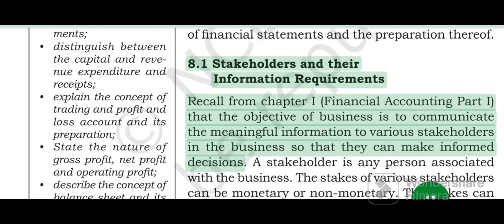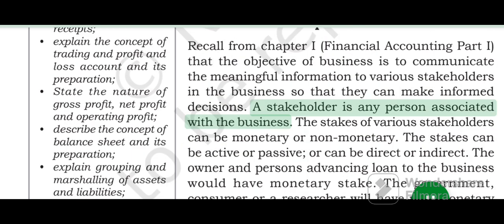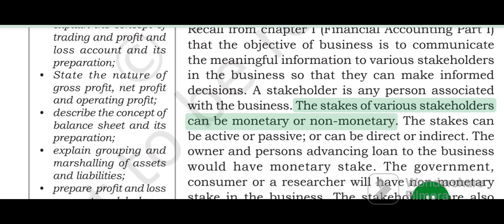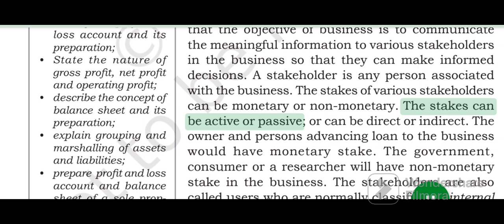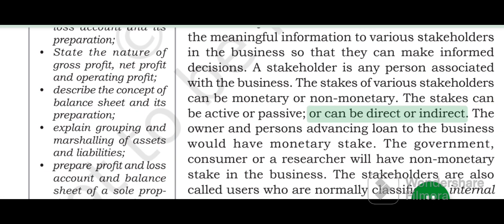8.1 Stakeholders and their information requirements. Recall from Chapter 1, Financial Accounting Part 1, that the objective of business is to communicate meaningful information to various stakeholders in the business so that they can make informed decisions. A stakeholder is any person associated with the business. The stakes of various stakeholders can be monetary or non-monetary. The stakes can be active or passive, or can be direct or indirect.